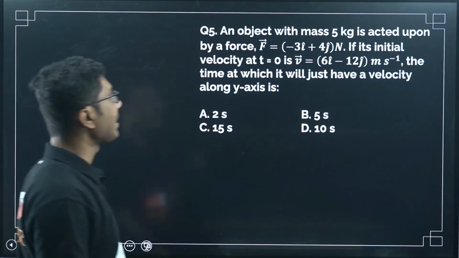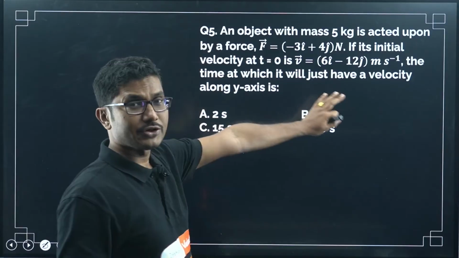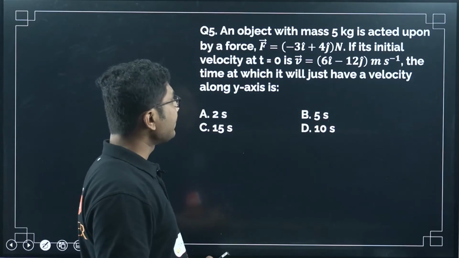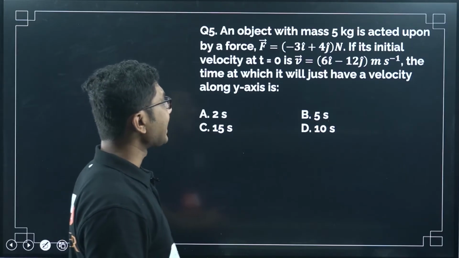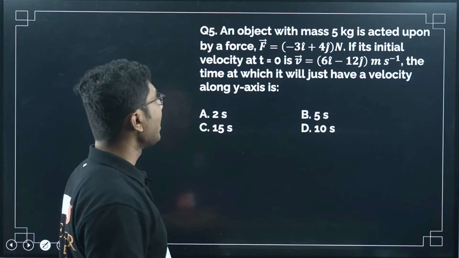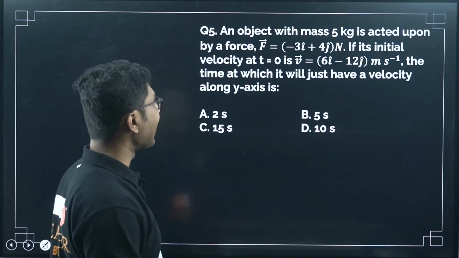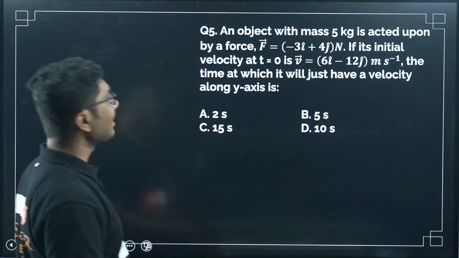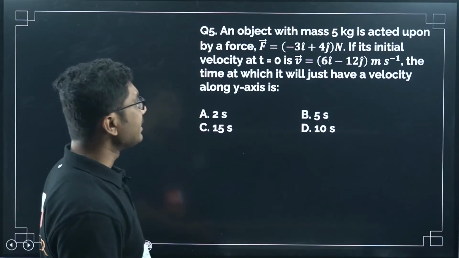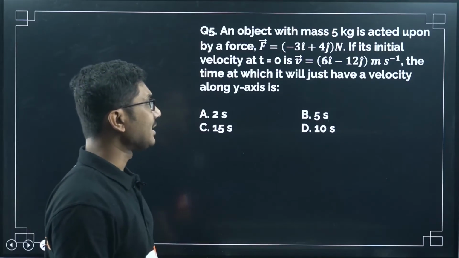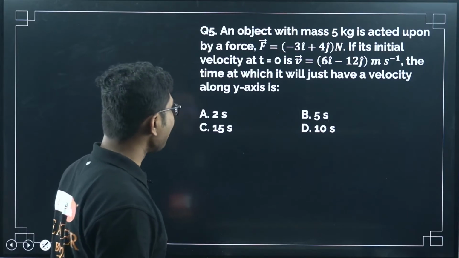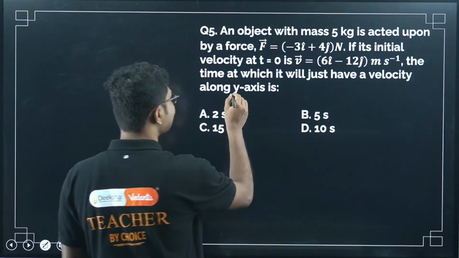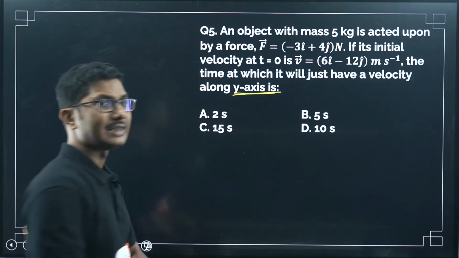Now, question number 5. I solved this question during my class, and I am going to solve it again. An object with mass 5 kg is acted upon by a force F equal to minus 3i plus 4j Newton. If its initial velocity at t equals 0 is v equals 6i minus 12j meter per second, find the time at which it will have just a velocity along y axis.